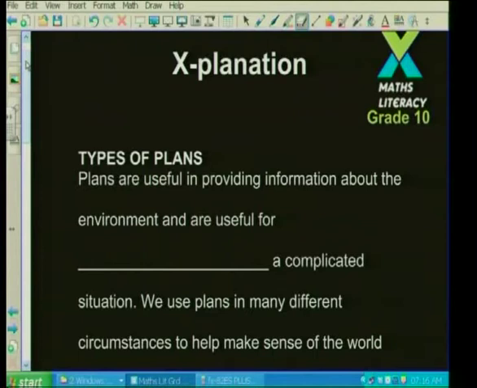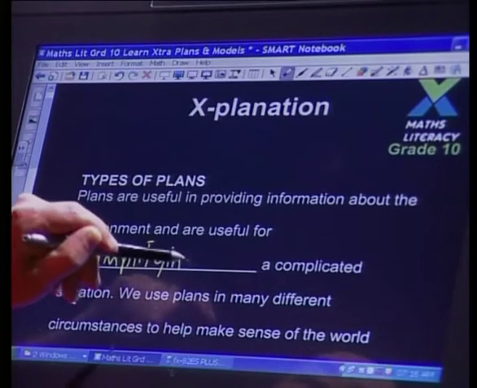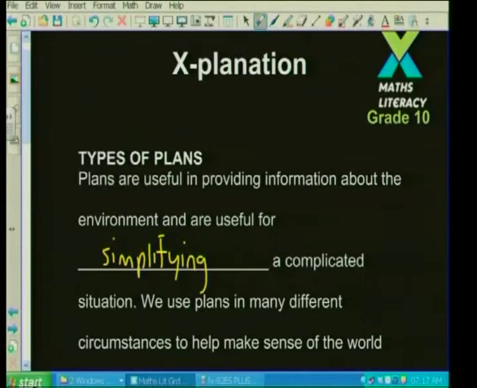Now, plans are useful in providing information about the environment that we live in. And they are useful for simplifying a complicated situation. So let's just fill that in over here, because we want to simplify things in our world so that people can understand what they are dealing with. And we use plans in many different circumstances to make sense of our world.